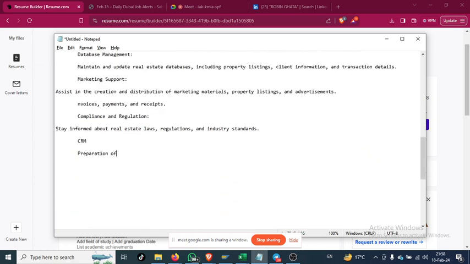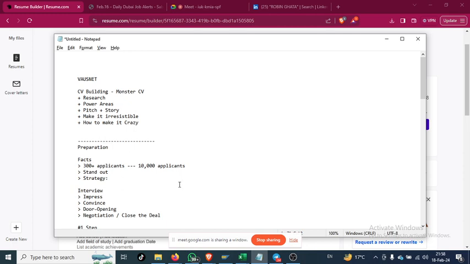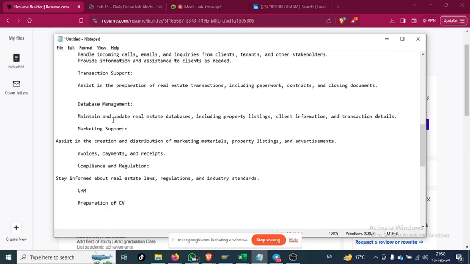Now this is the preparation of your CV. What should actually come in your CV? Let me tell you that. Look, now we have done the research. Now we want to apply the power areas to this research, and our pitch and story will come in these power areas, and we will make it irresistible.